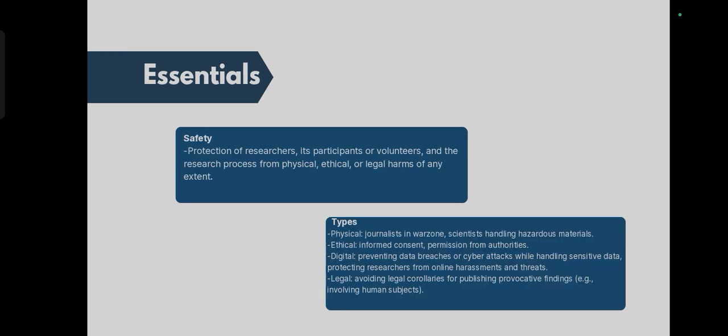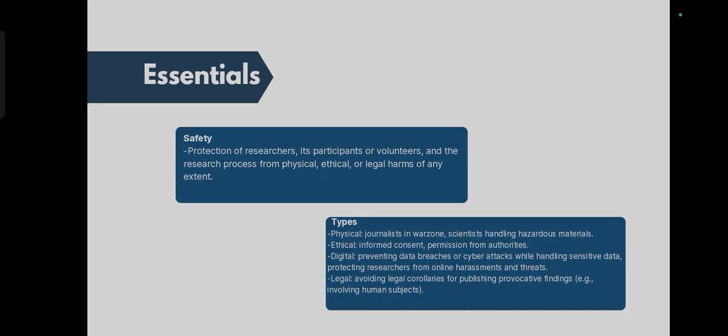The last essential aspect is safety. This is a very important aspect. This refers to the protection of researchers both physically and mentally, of its participants and or volunteers, and the research process, like the methodology or the interpretation of the results, etc. All of these should be unharmed and should not face any barriers or any threats or harm from any party or organization or any individual.